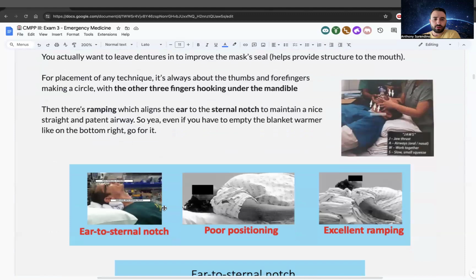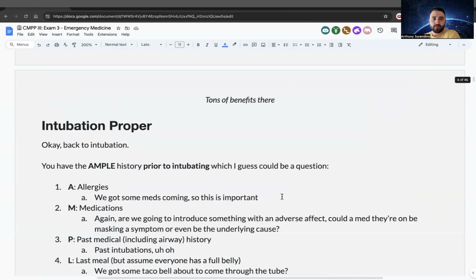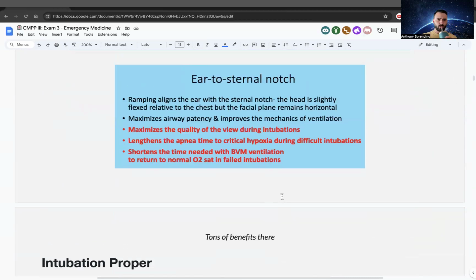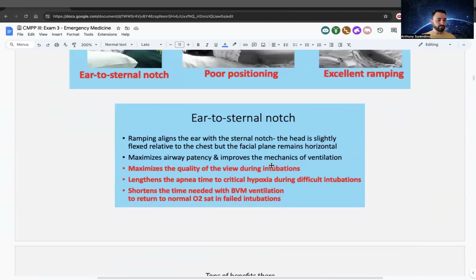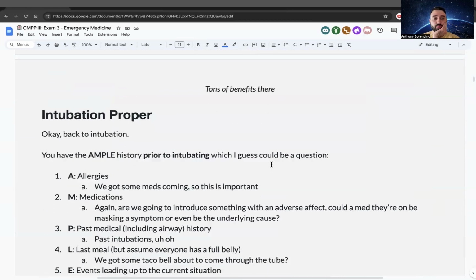So there's this thing called ramping. You want to make sure you have ear to sternal notch. That's going to be important. A lot of great things. It lengthens the apnea time to critical hypoxia, so that is a good reason to do that. Maximizes the quality of the view during intubations. Oh, I'm sorry, that's for ear to sternal notch. Forgot what I was talking about for a second. So yeah, you just want to get that airway open.